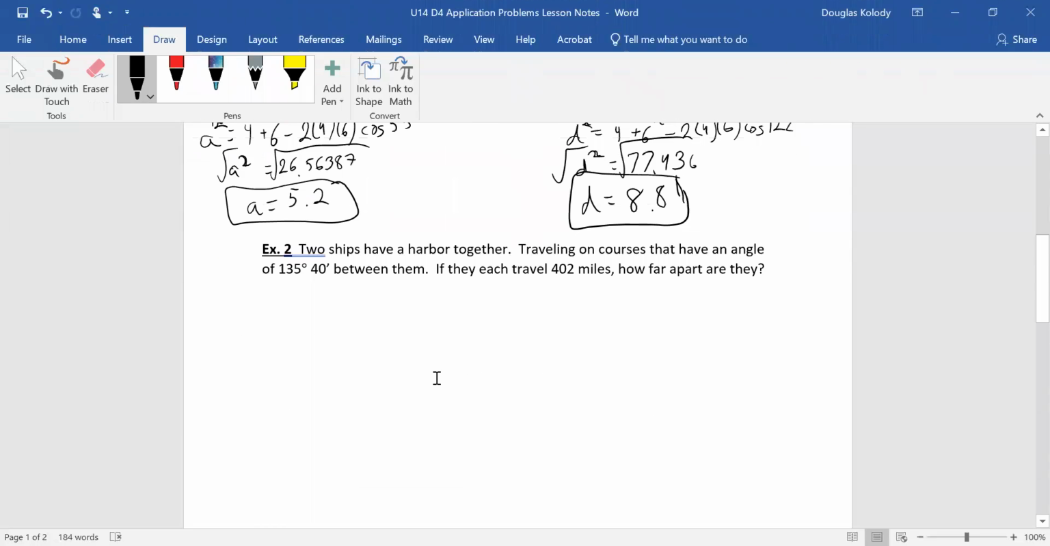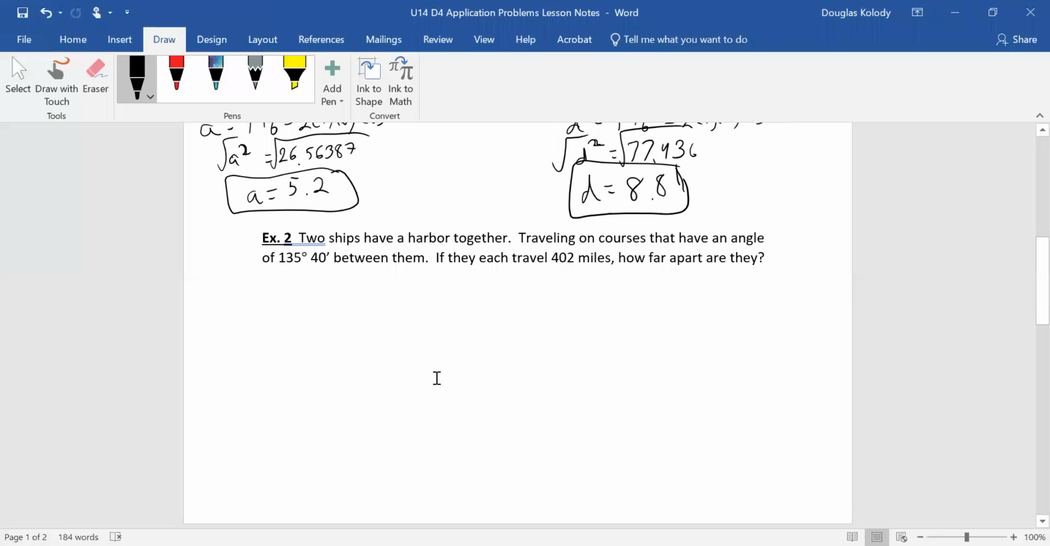Two ships leave a harbor together, traveling on courses that have an angle of 135 degrees and 40 minutes between them. If they each travel 402 miles, how far apart are they?